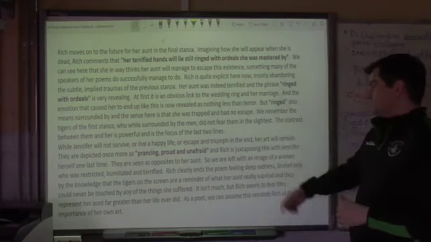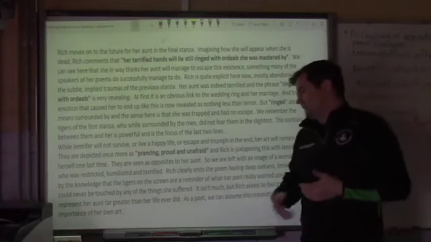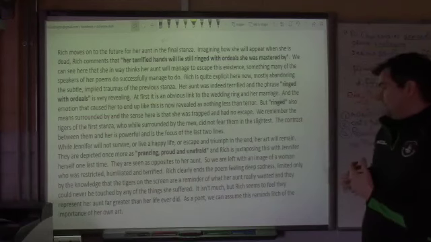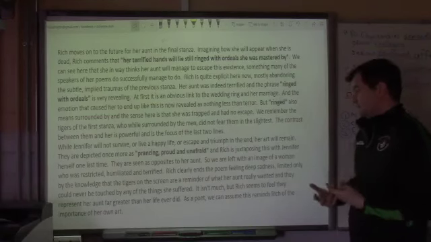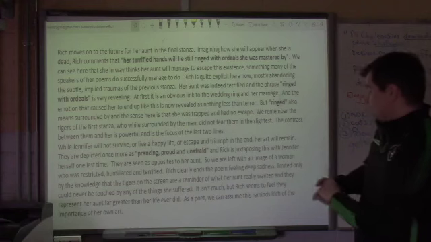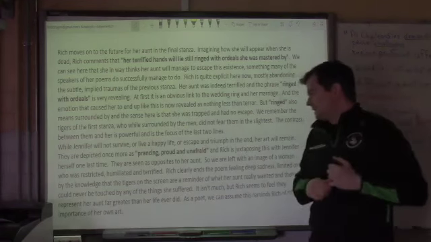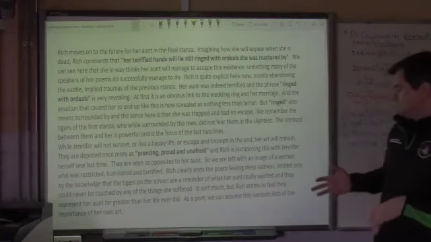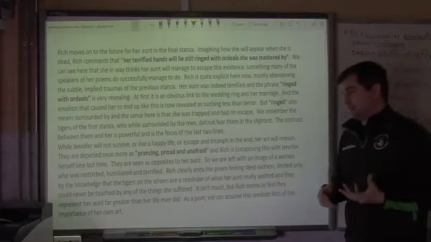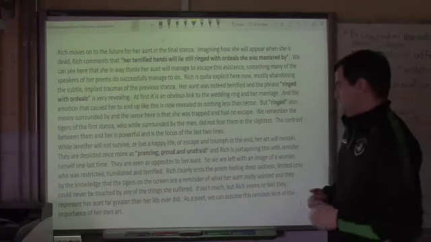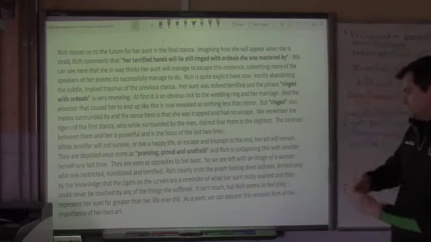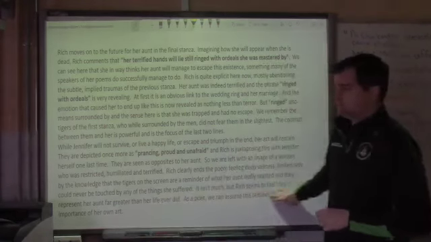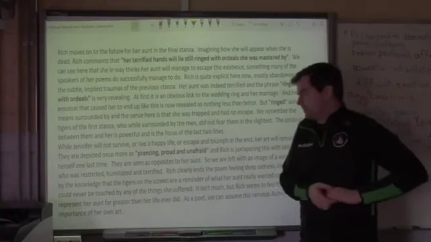So we are left with an image of a woman who was restricted, humiliated, and terrified. But Rich clearly ends the poem feeling deep sadness, limited only by the knowledge that the tigers in the stream are a reminder of what her aunt really wanted, and they could never be touched by any of the things she suffered. It isn't much, but Rich seems to feel they represent her aunt far greater than her actual life ever did. As a poet, we can assume this reminds Rich of the importance of her own art. A little bit of my personal reflection there, personal input.